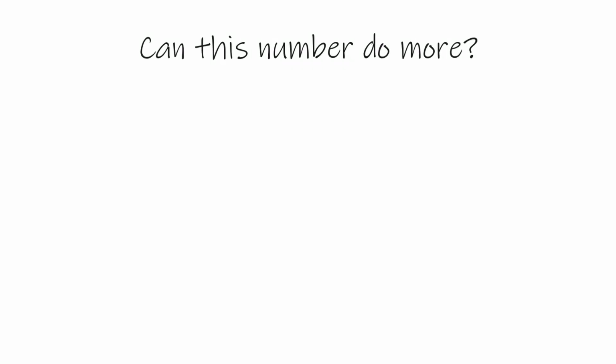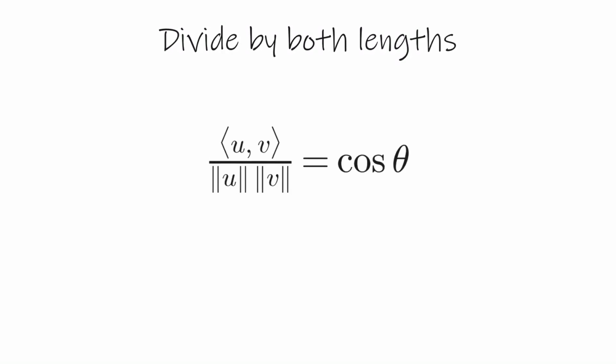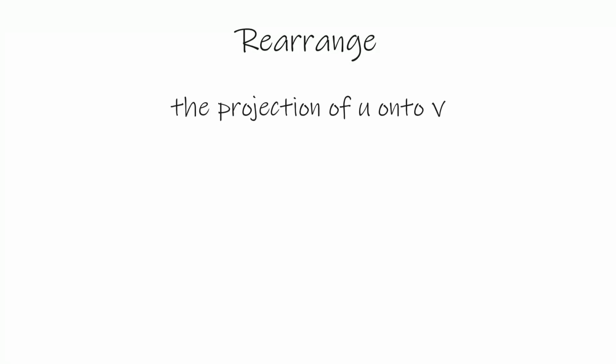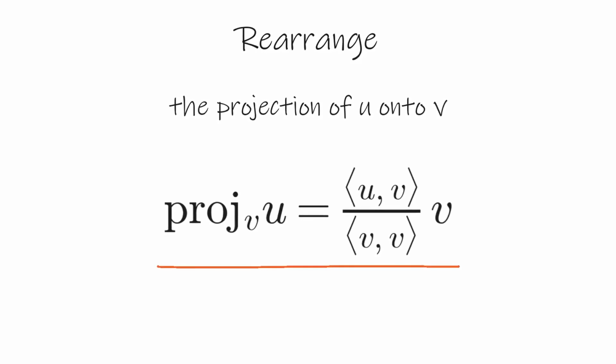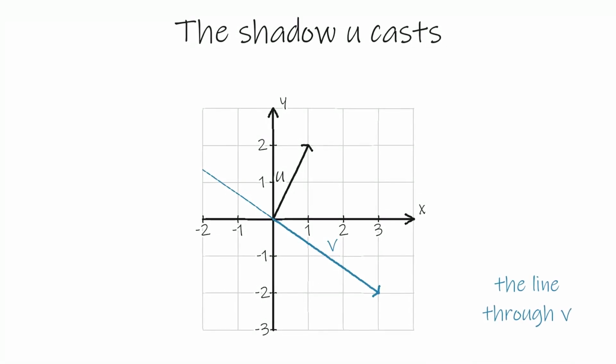So can this number tell you how much of one direction sits inside another? Take the inner product of u and v and divide by both their lengths. What you get is the cosine of the angle between them. Rearrange and you get the projection of u onto v: the inner product of u and v over the inner product of v with itself, times v. The shadow u casts on the line through v.